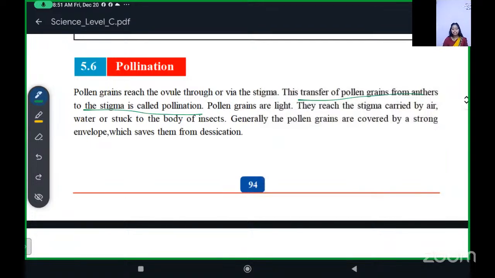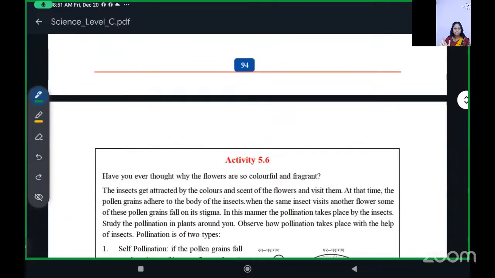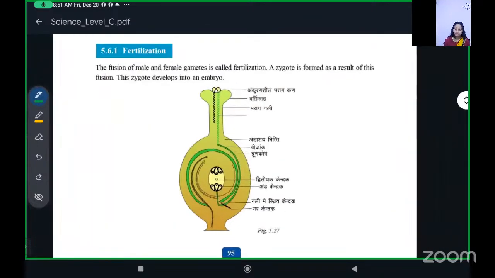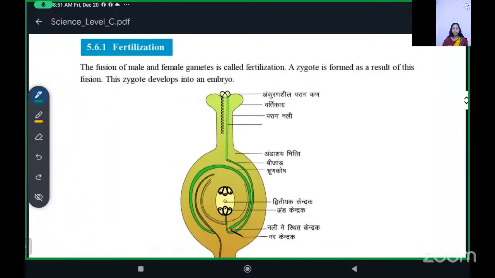Pollen grains are light. They reach by being carried through the air, through the water, or stuck to the body of insects. Generally, pollen grains are covered by a strong envelope, which saves them from desiccation. Then fertilization: the fusion of male and female gametes is known as fertilization.